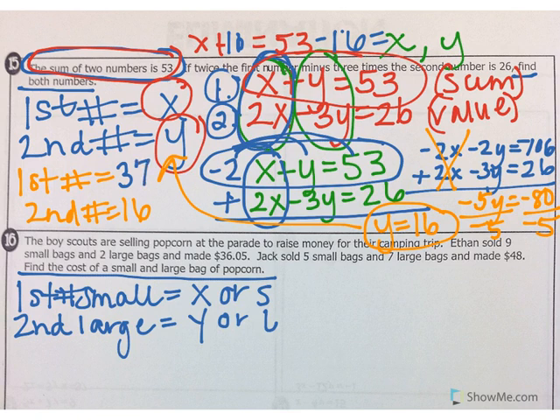And we can check that because it says the sum of our two numbers is supposed to be 53. So when you add these two numbers together, you should get 53.